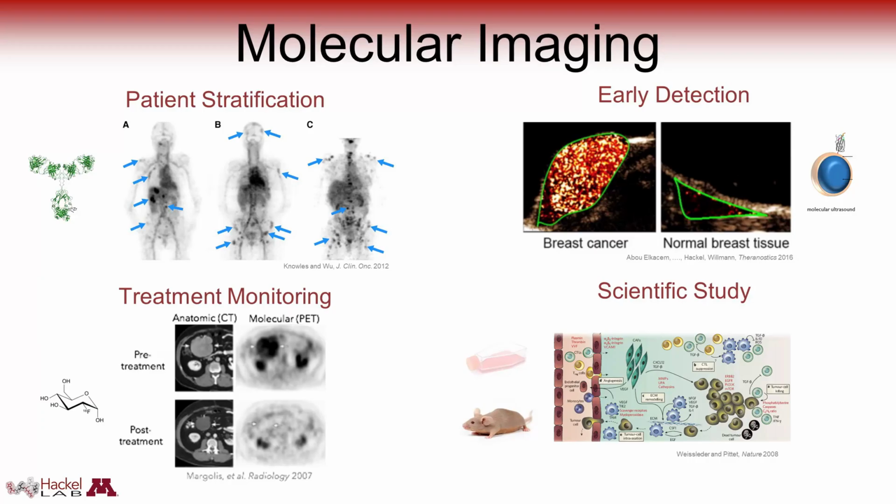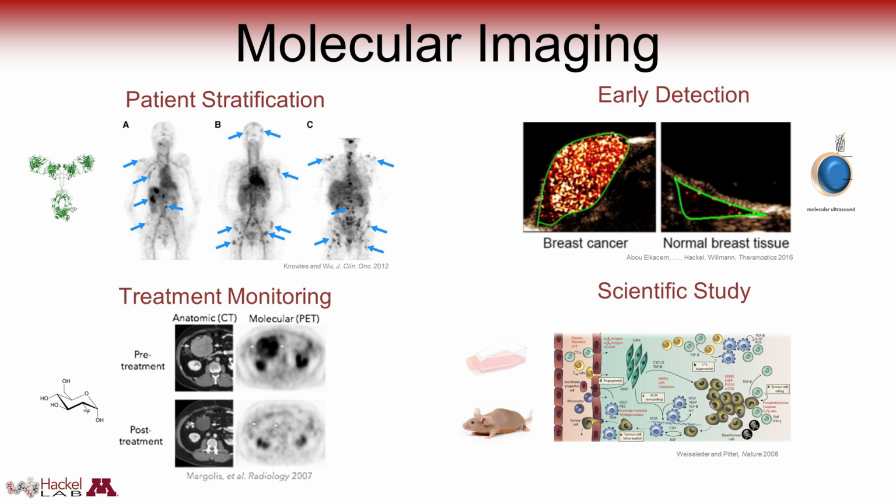One approach to that, of many options, is molecular imaging. The idea here is, can we make a molecule that selectively will target that biomarker and provide information about its activity or its location or its concentration? And this can be done, as I alluded to, for patient stratification.